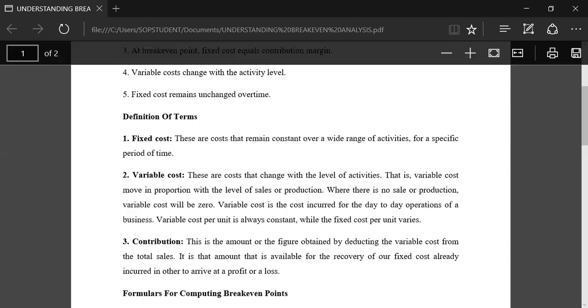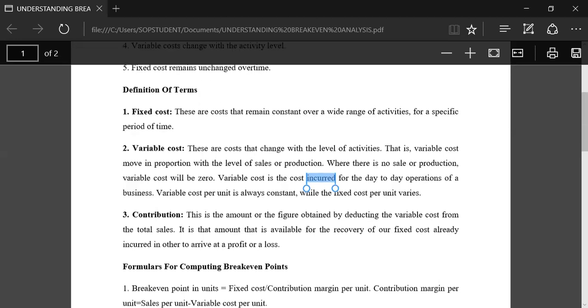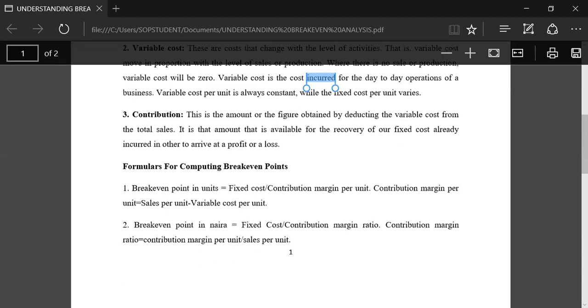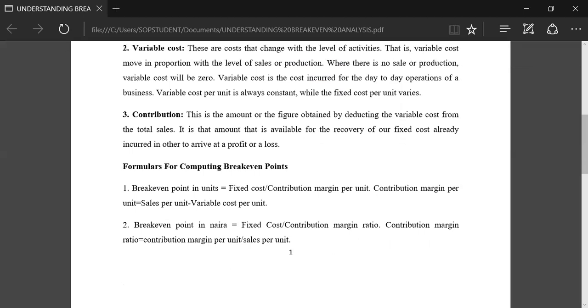And the third term there is contribution. Contribution is the amount obtained by deducting the variable cost from the total sales. It is that amount available to recover our fixed costs that have already been incurred, to arrive at a profit. So contribution is determined by deducting the variable cost from total sales.